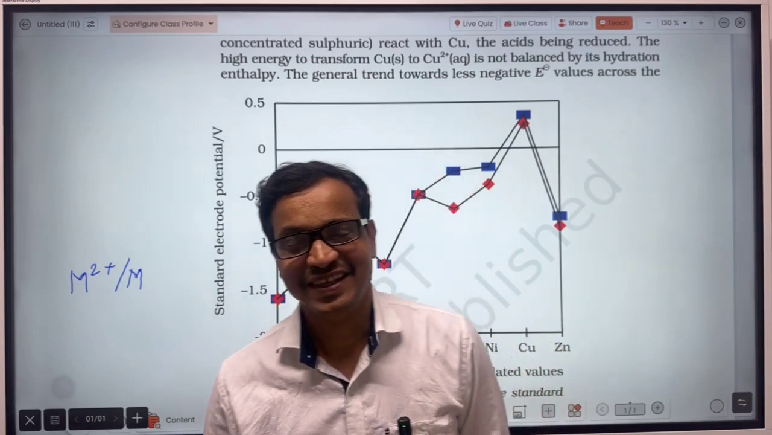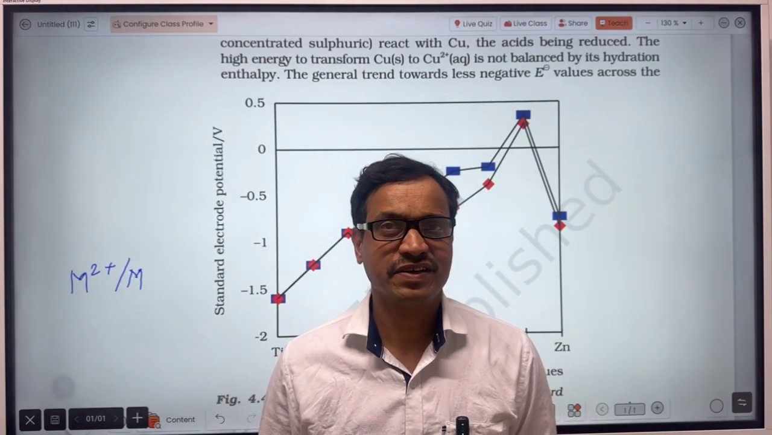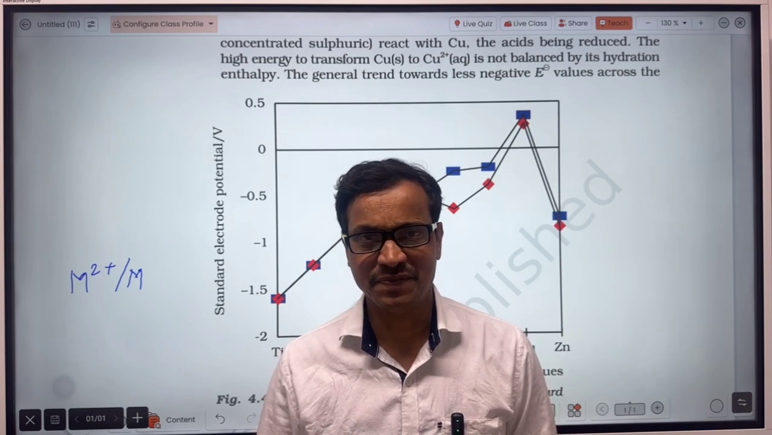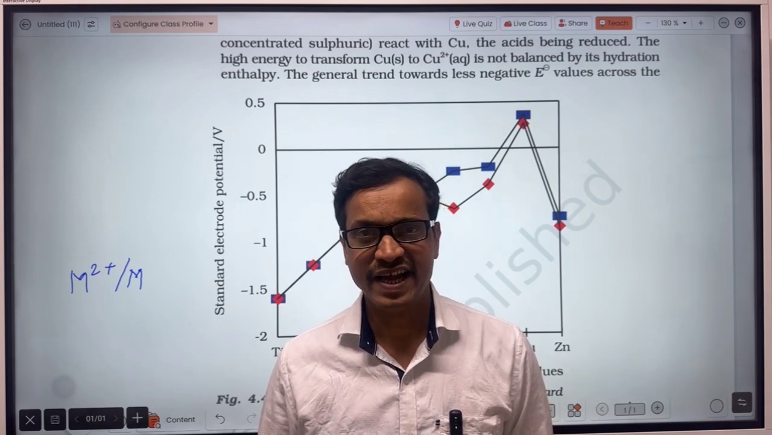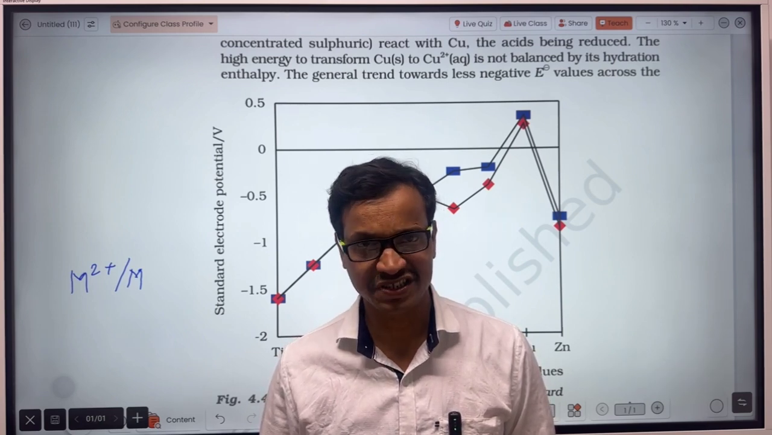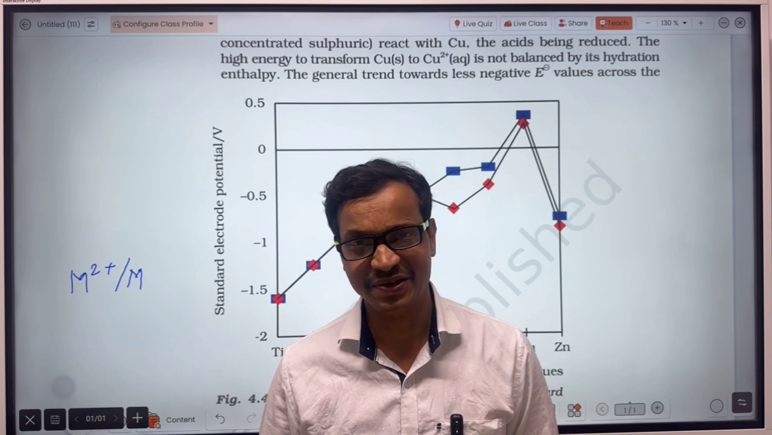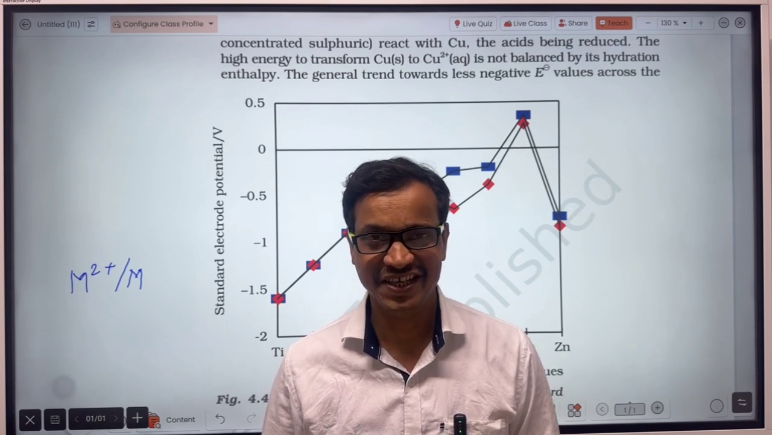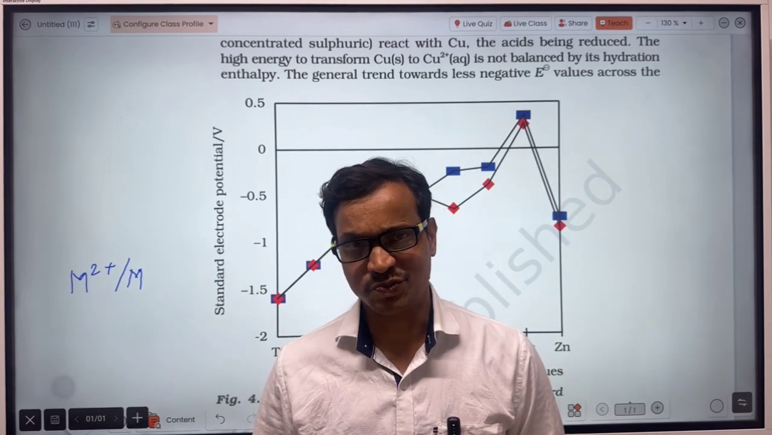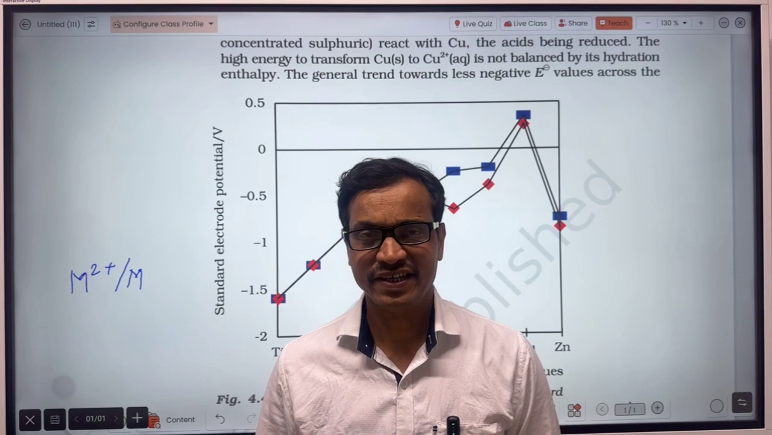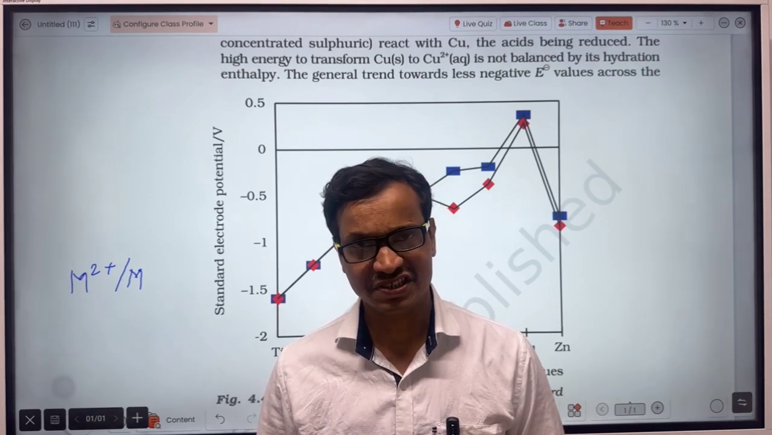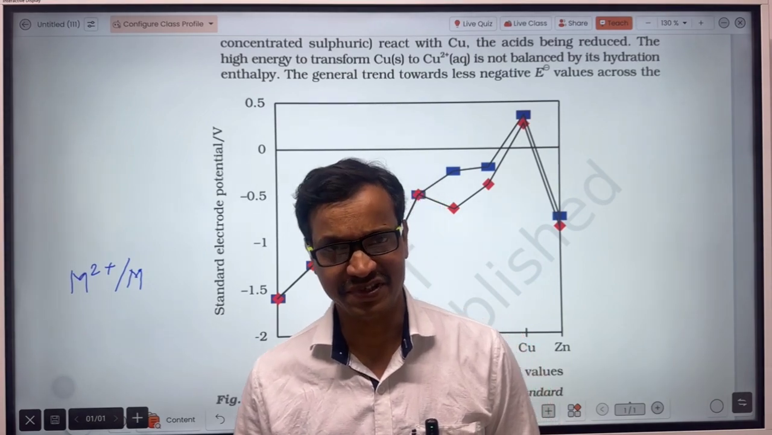And I have told you, if the standard electrode potential is negative, that means that element will have a greater tendency to get oxidized compared to that of hydrogen. If any element has a greater standard electrode potential, that means it will have a greater tendency to get oxidized compared to that of hydrogen.